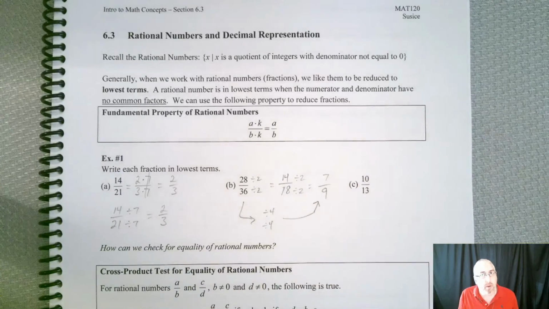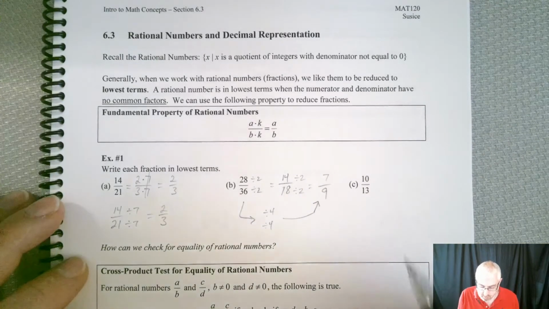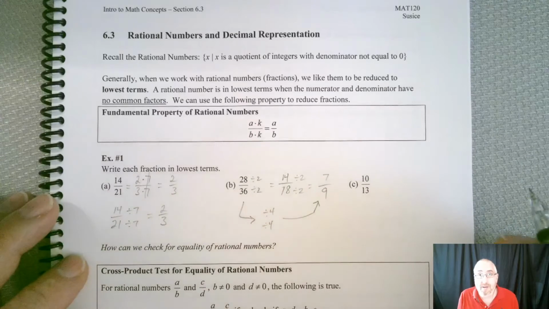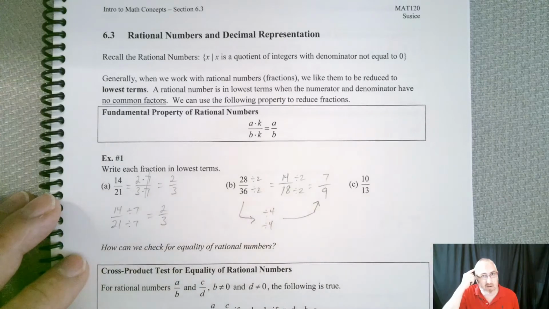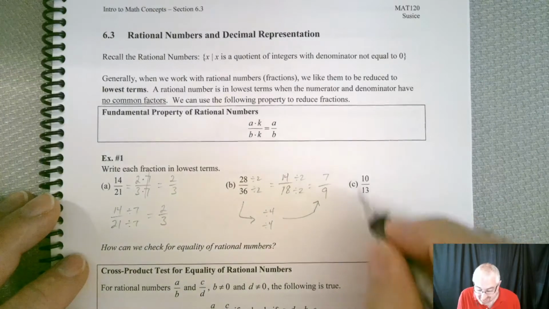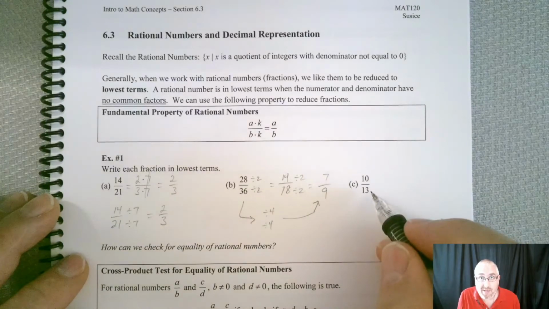You don't have to do it in one step, is the big thing. All right, so what about 10 over 13? So what number can we divide out of those? You're probably scratching your head saying, I don't really think there is anything. And you'd be right. There is nothing that goes into both 10 and 13.